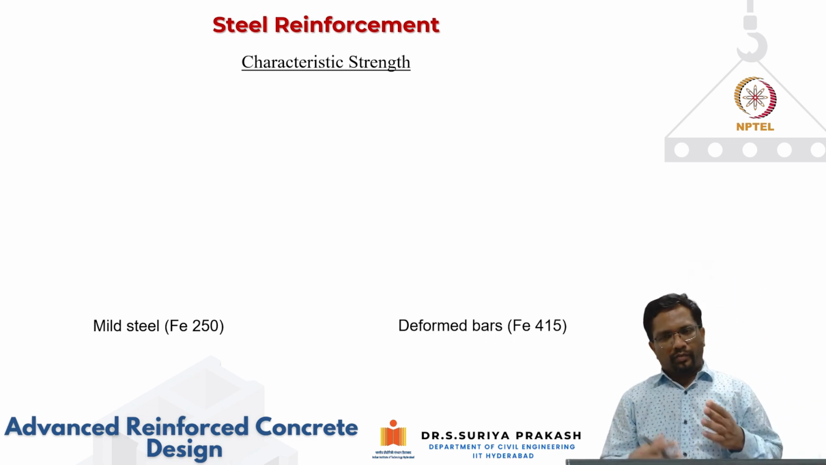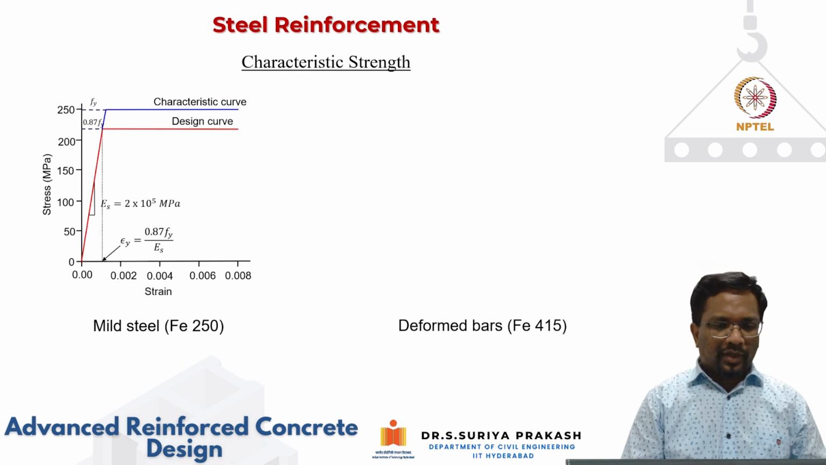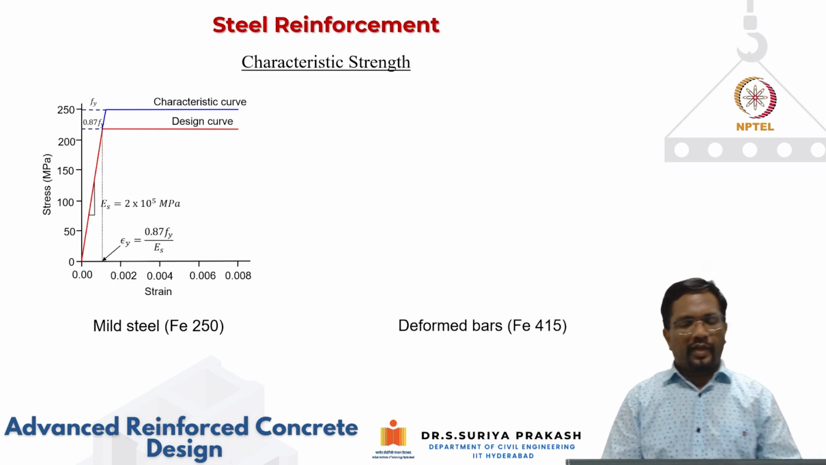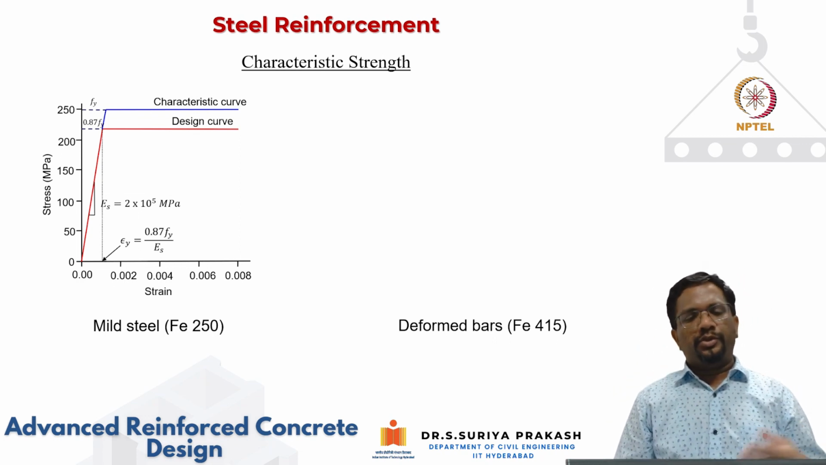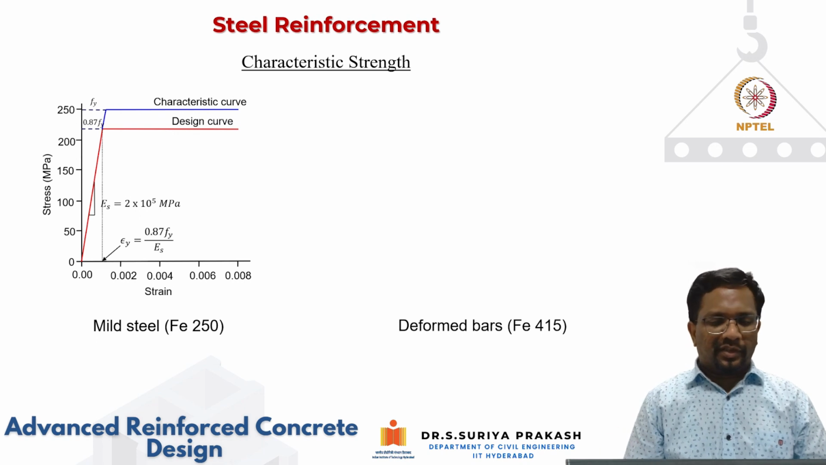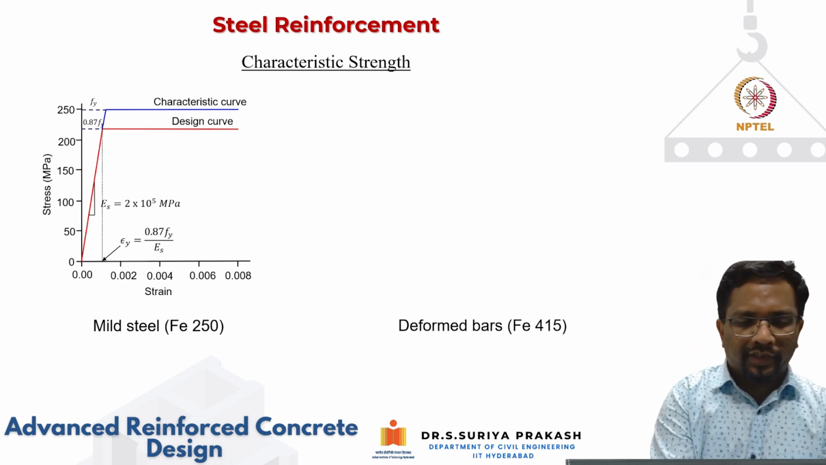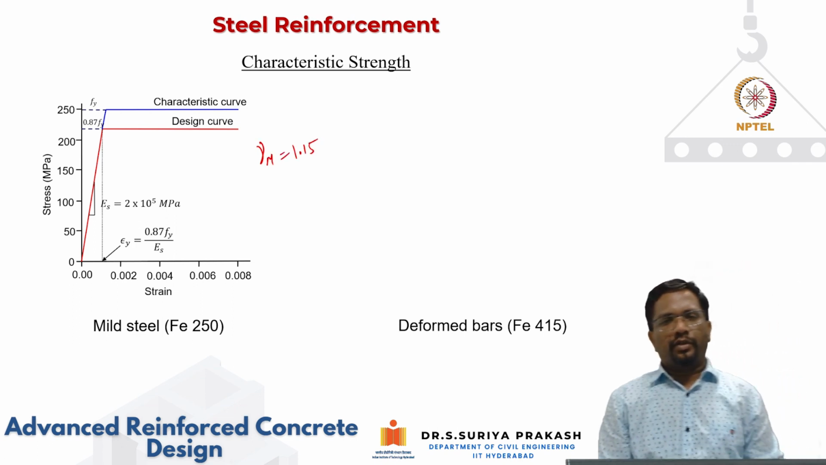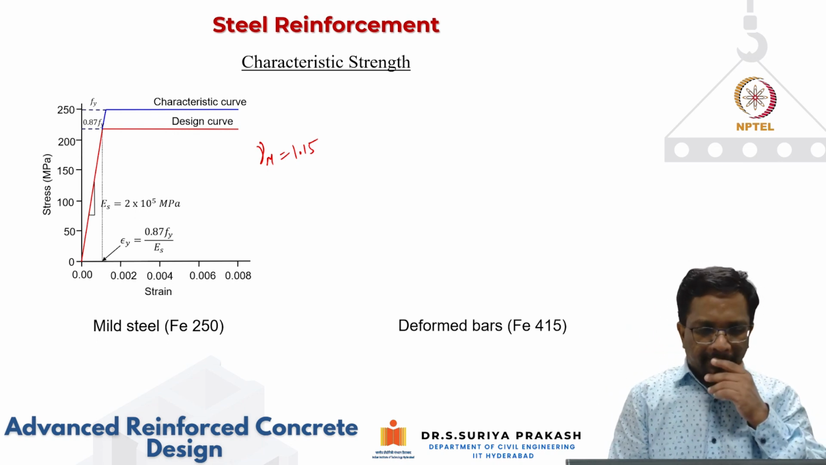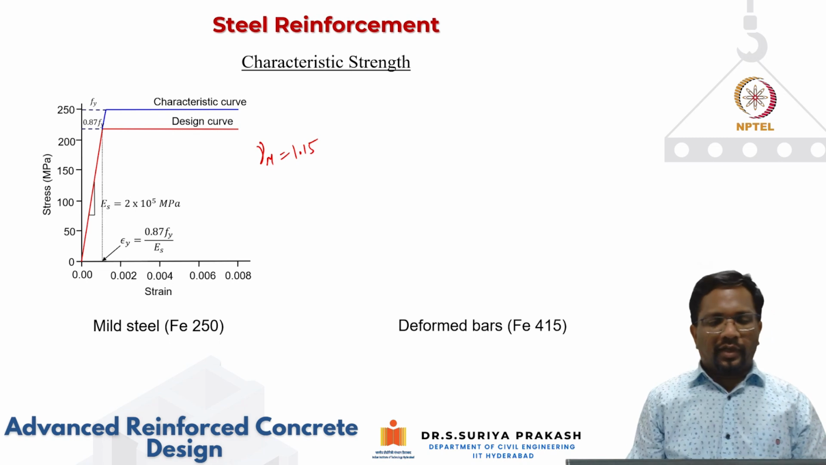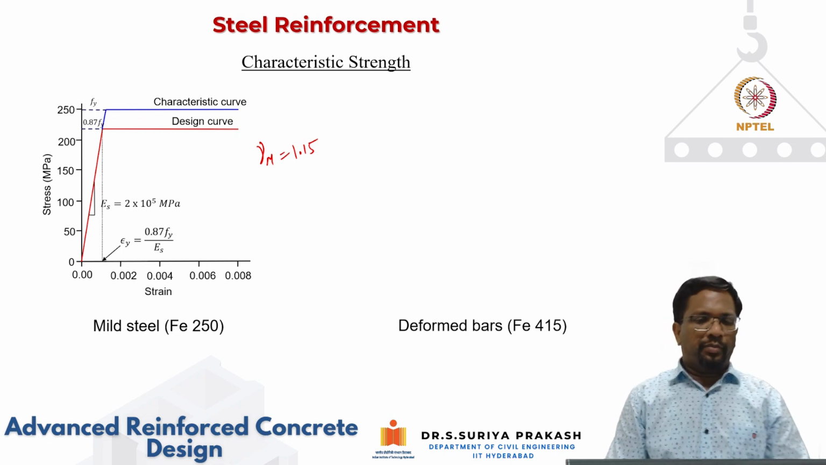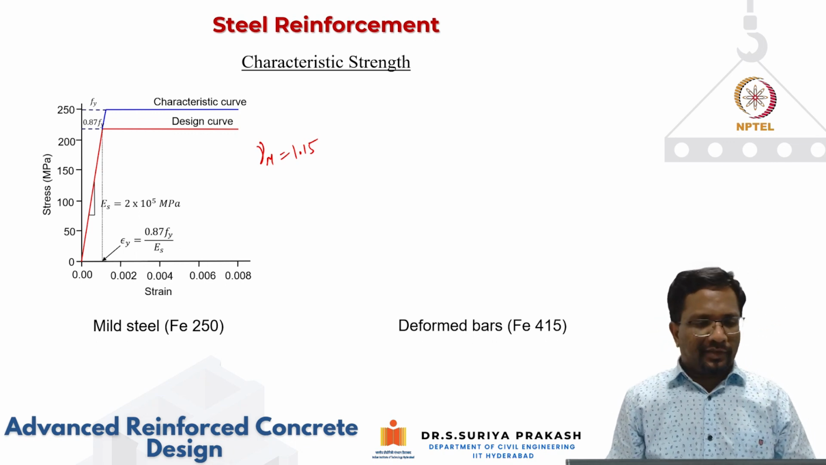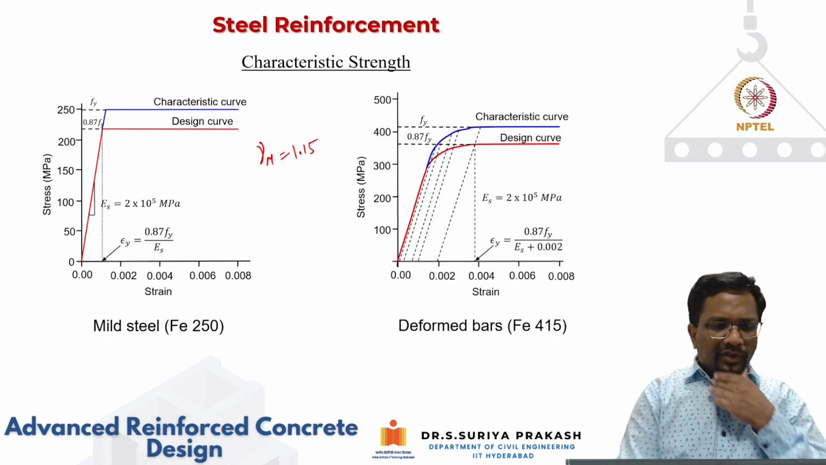Now let us see what the characteristic strength is for steel. Steel is manufactured in a factory, so the quality control is expected to be much better than concrete, which is usually cast in place and made on site. So gamma M for steel is taken as 1.15, which is lesser than 1.5 used for concrete. Again, characteristic strength means only 5% of the samples are expected to fail below that specified value. That is what we define as the characteristic strength. So this is the characteristic curve.